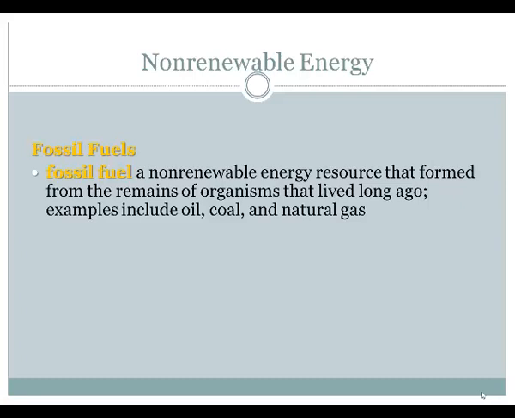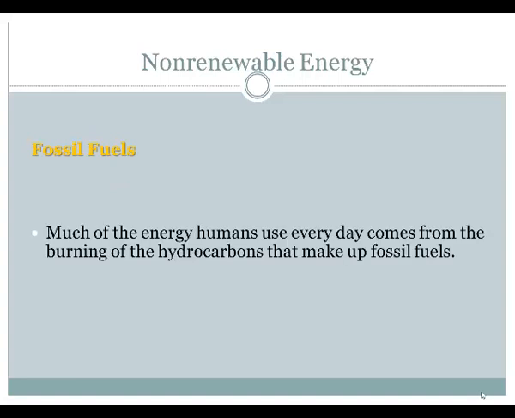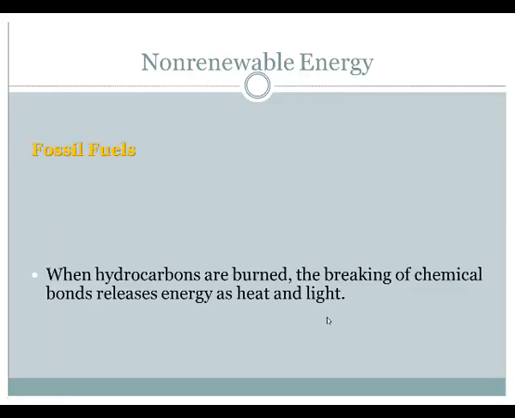Examples include oil, coal, and natural gas. Much of the energy that we use on a daily basis comes from the burning of fossil fuels. So when we burn hydrocarbons, we break the chemical bonds of those compounds. As we break those chemical bonds, we release energy in the form of heat and light.